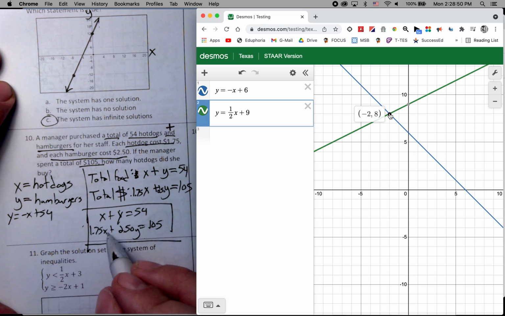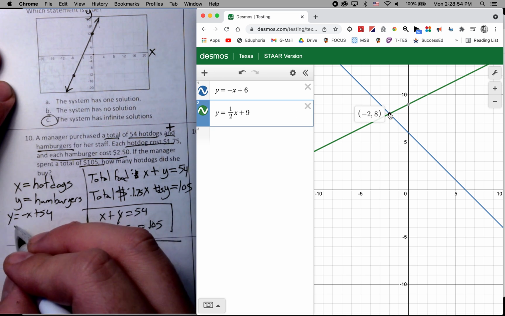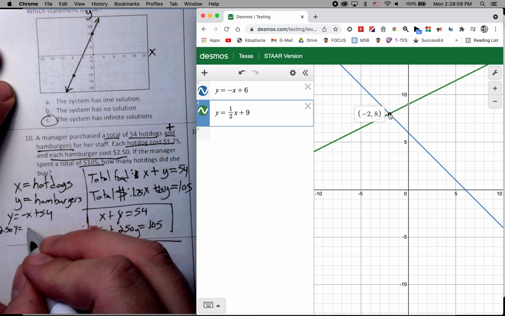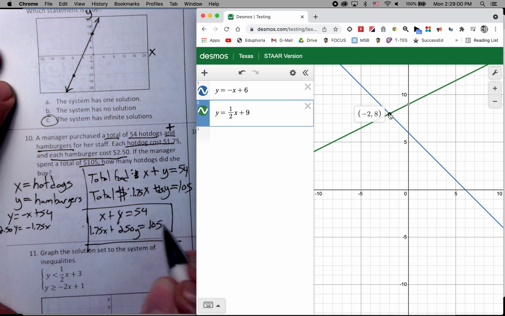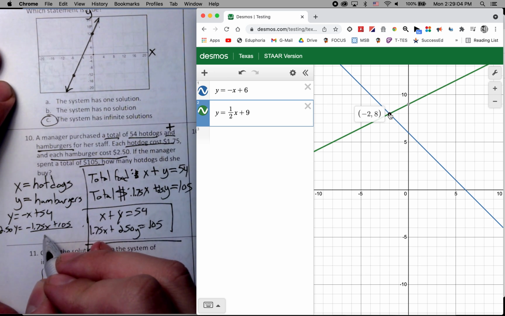And then this one I got to move over the x. So that's going to be 250y equals negative 1.75x plus 105. And then I divide everything by 250.